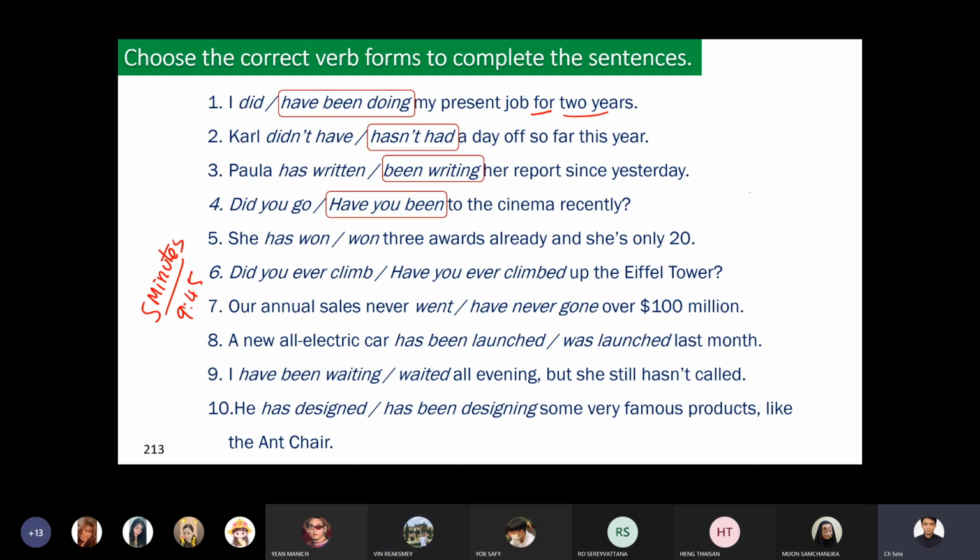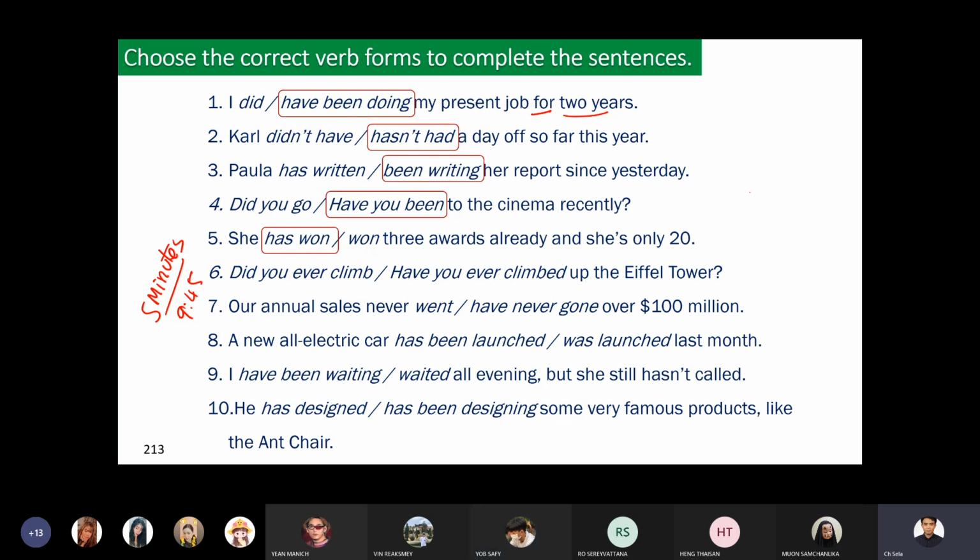Number 5, please. Cầm Hên joined the class late and is now sleeping. Okay, we call Safi. Number 5: She has won 3 awards already and she's only 20. This one is present perfect focusing on the result. You are right, she has won.